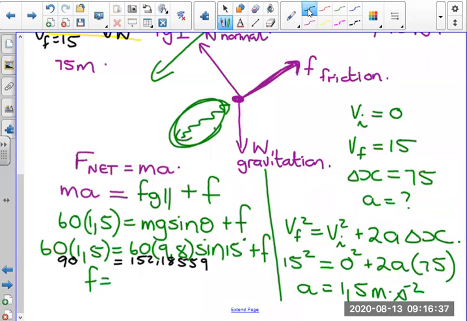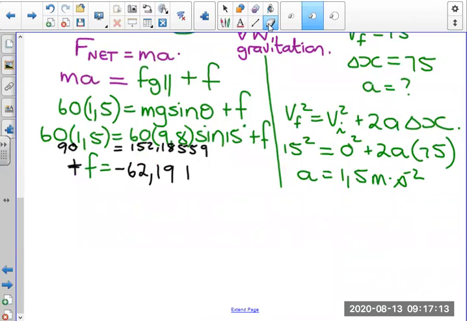90 minus the answer, and then you get an answer of minus 62,19 that you're going to get for your answer. All right, so the answer is minus 62,19. Remember, if I take this over there, this one stays a plus. Let's just change the way that I wrote it so that you can see it.